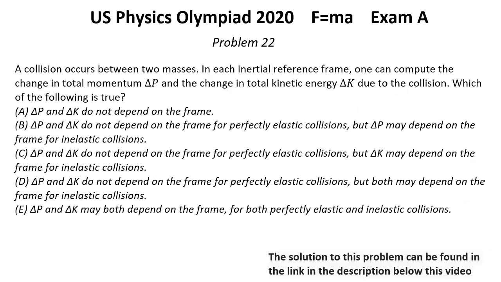Problem number 22. A collision occurs between two masses. In each internal reference frame, one can compute the change in total momentum, delta P, and the change in total kinetic energy, delta K, due to the collision. Which of the following is true?